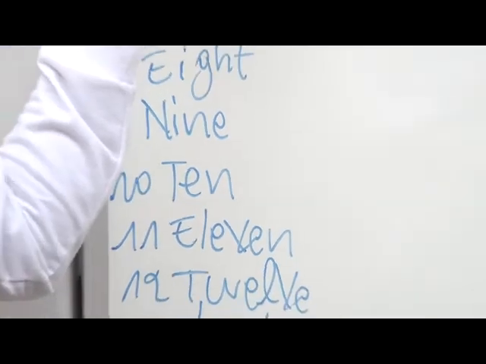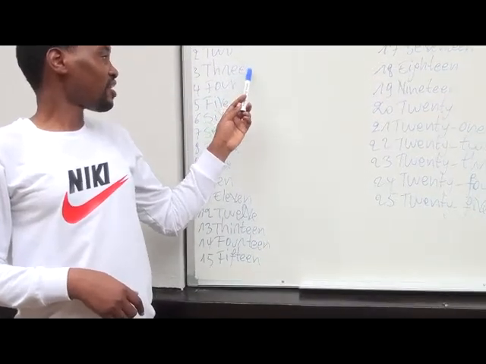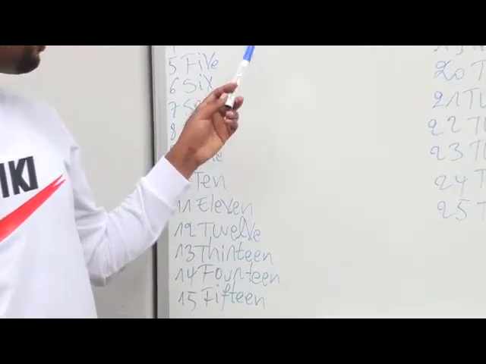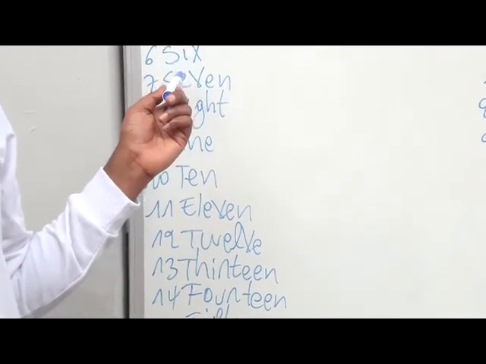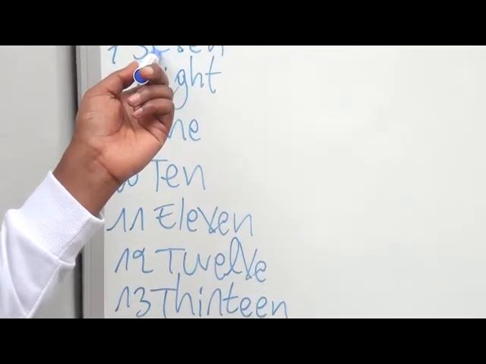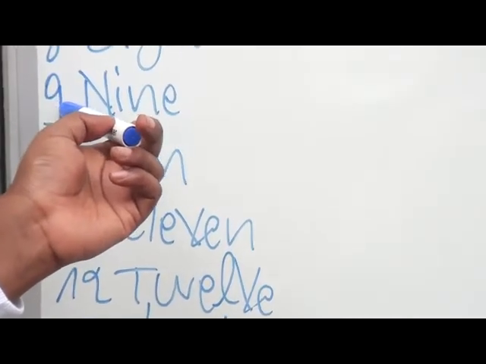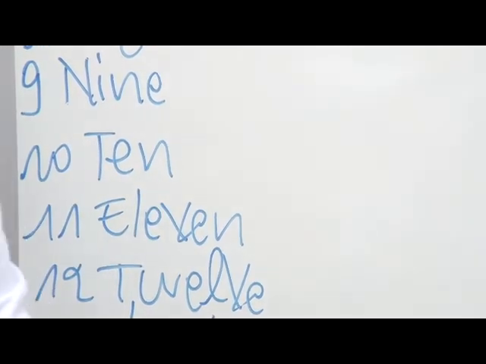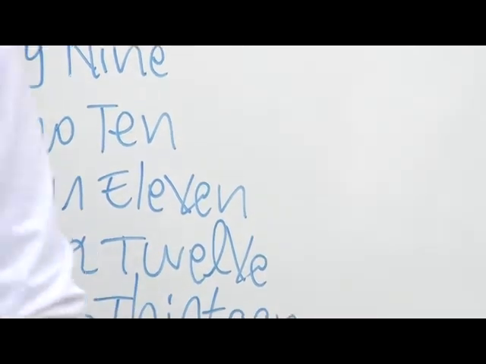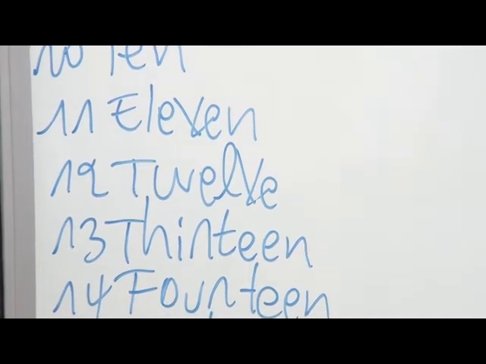Let's repeat again from 1 to 10 together. 1, 2, 3, 4, 5, 6, 7, 8, 9, 10. Now we have already seen how to count from 1 to 10. Let's see how to count from 11 to 20.